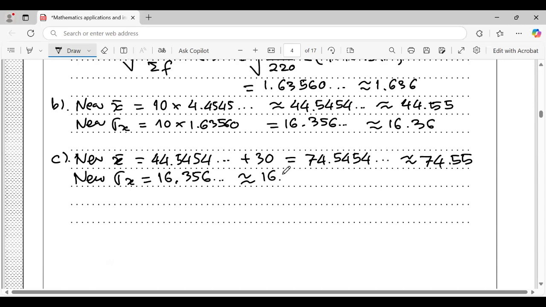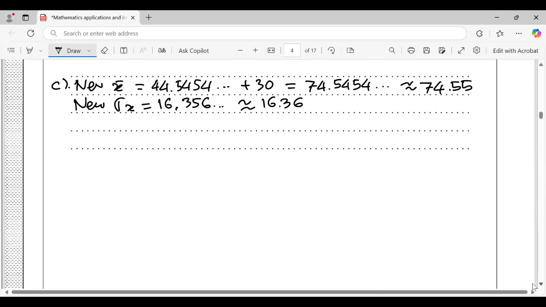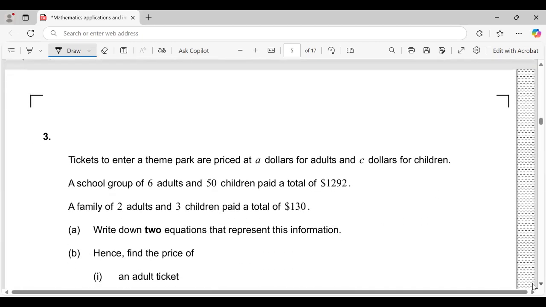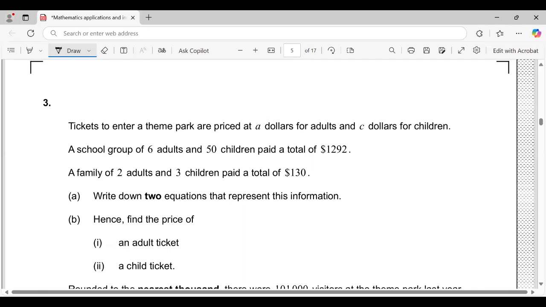So 16.36. The standard deviation remains the same, 16.356, because if you're adding a constant number to each data point, it does not affect the spread of data. Okay. So that's why the standard deviation is still 16.356.